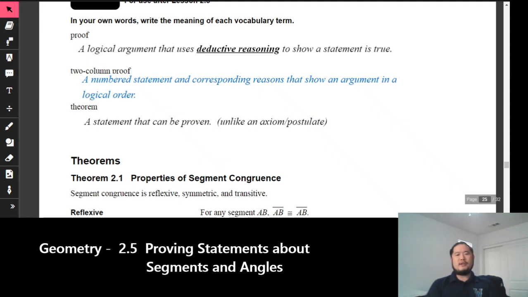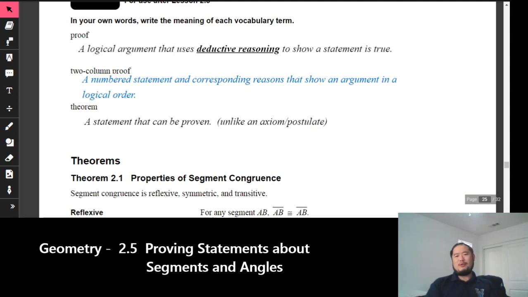All right, here we go. Let's start with section 2.4, which is proving statements about segments and angles. We are finally at the part where we're going to be able to prove something is true or false.